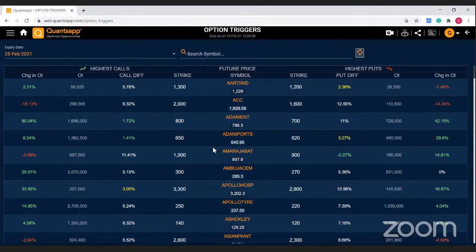If there's more price decline and it falls, the difference goes to 2%, then it will change to green. And if a stock's future price is trading very near to the highest put option, that is indicated in green. So a difference between 0 and 2% is indicated in green. I hope I am clear till now.